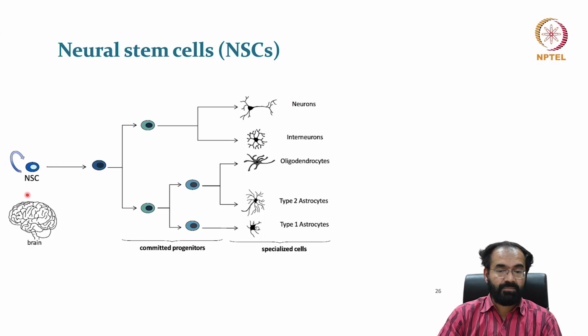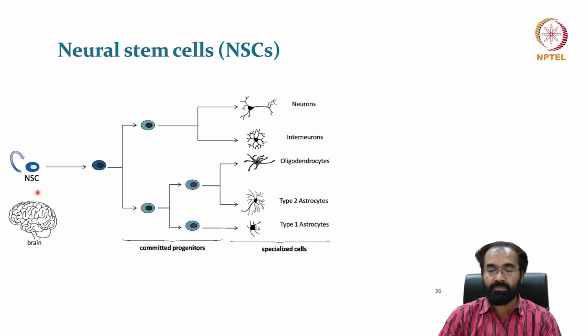Then comes the neural stem cell, which is present in the brain, NSC in short form. They also have a committed progenitor phase, and then they can give rise to the neuron, interneurons, oligodendrocytes, type 2 astrocytes, type 1 astrocytes. These are all specialized cells, and we know neurons do not divide. So oligodendrocytes, these are all glial. Of course, the peripheral nervous system has Schwann cells, but here we are talking about the brain stem cell.